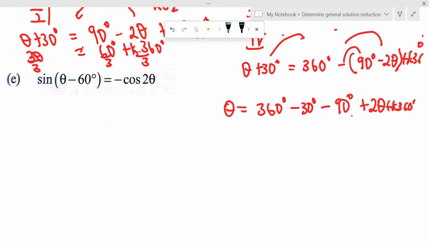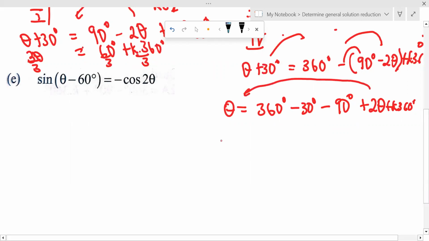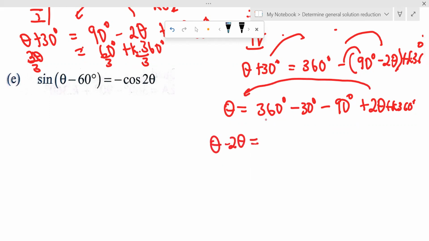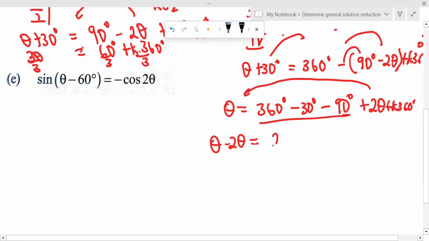Okay, here we have like terms. We can then take this 2 theta to this side. If we take 2 theta to that side, we are going to have theta minus 2 theta, which is going to be 360 minus 30, that's 330, minus 90, 240. So we have 240 degrees plus K multiplied by 360 degrees. And then K should be an element of all the integers.